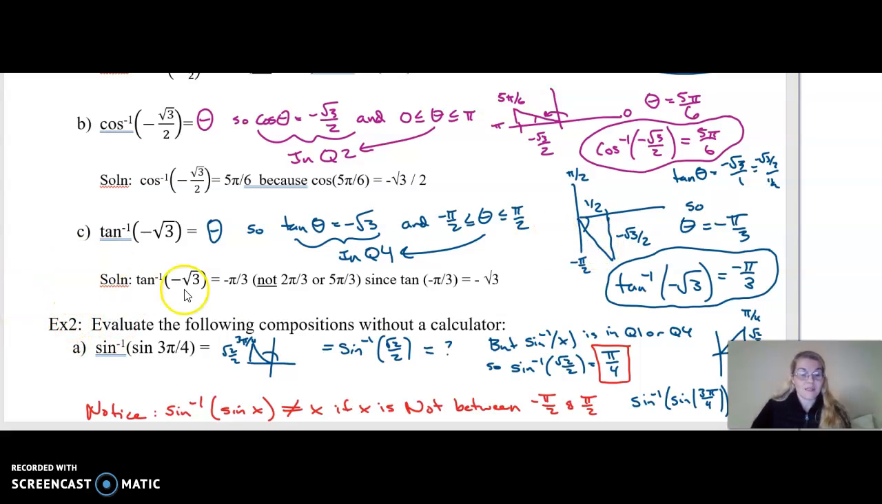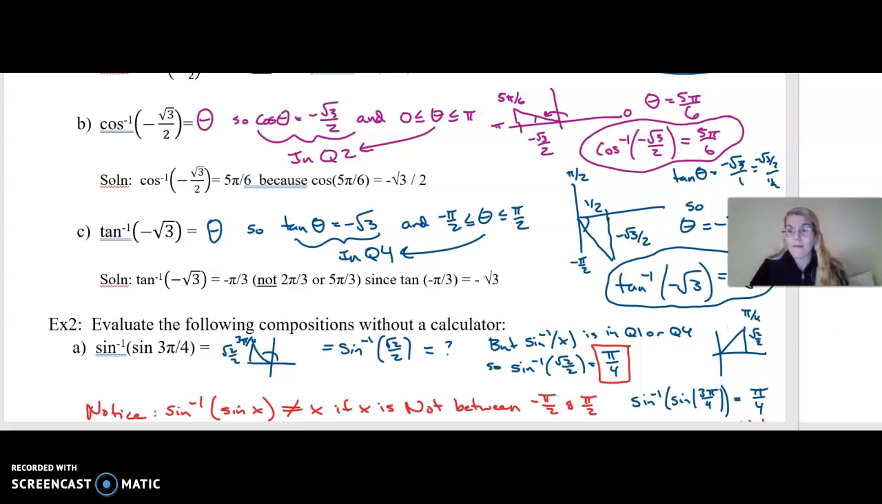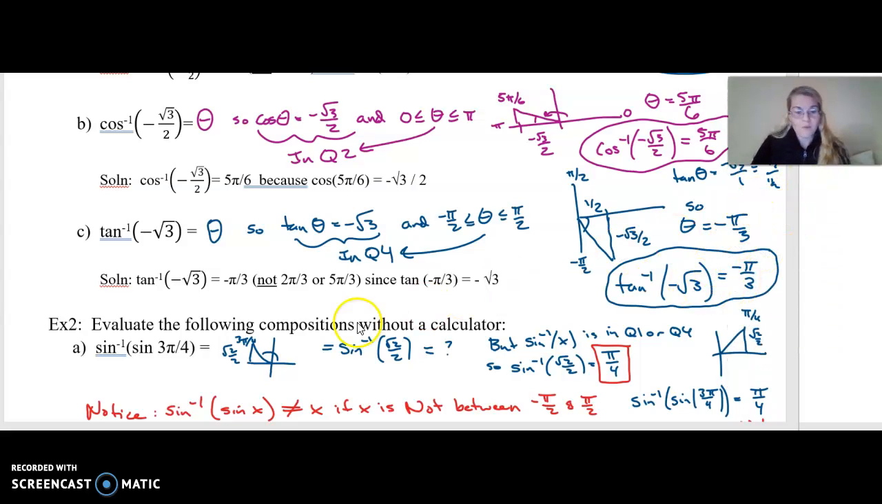All right, a few more examples. Evaluate the following compositions without a calculator. So this is going to be a little bit more multi-step. All right, when I look at this example, sine inverse of sine of 3 pi over 4 equals what? Well, at first, let's be careful. Remember that when you compose a function with its inverse, you should just get back the identity function, right? Trig functions are a bit trickier, and here's why. Sine of 3 pi over 4, I can draw that, but that lives in quadrant 2.